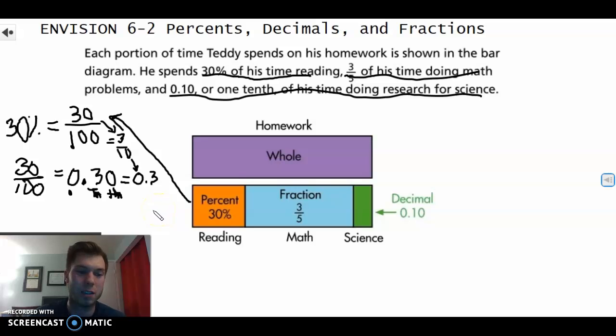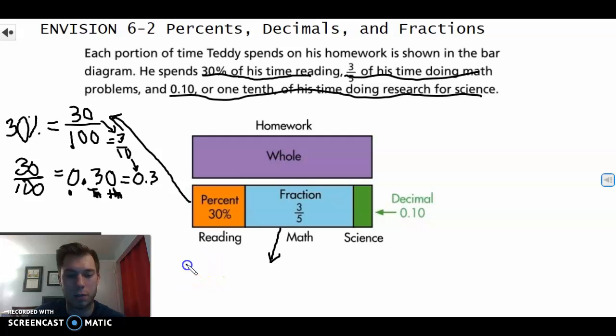I'll show you when we get to a more complicated fraction how you can use your calculator to go from a fraction to a decimal easier. All right, let's go ahead and look at this next one. We're going to convert the fraction to both a percent and a decimal.